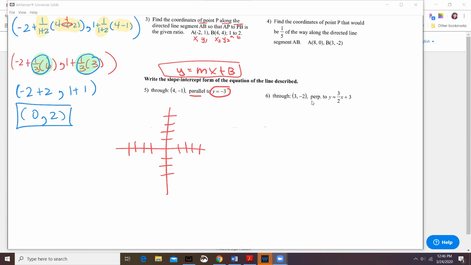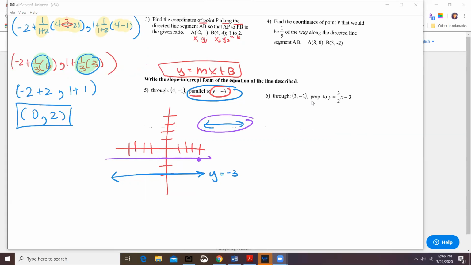So y equals -3 is this line right here. Well, if it's talking about parallel, that means it's got to be going in this direction as well, because it's going to run next to it, right? But it's got to go through the point 4 comma -1. Here is the point 4 comma -1. If it's going to go this direction, it's going to have to look like this right here. And so this is the line y equals -1. So that would be the equation of that.